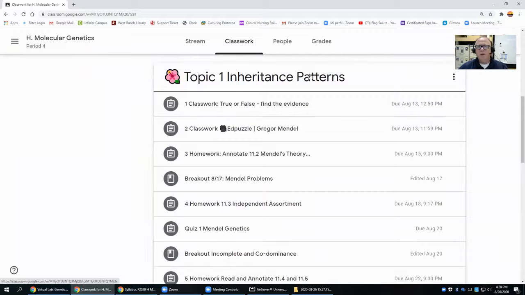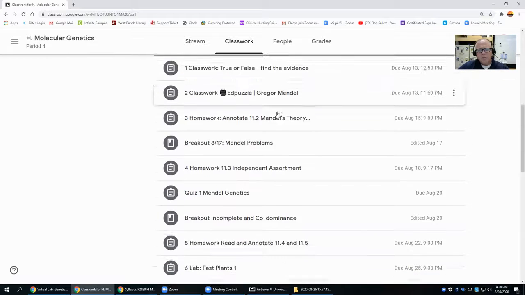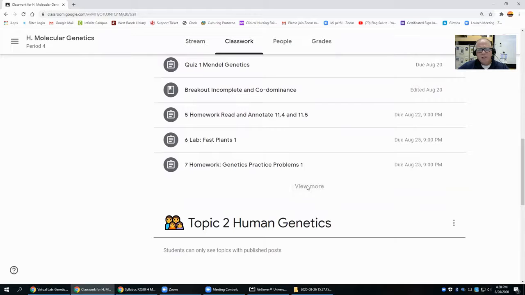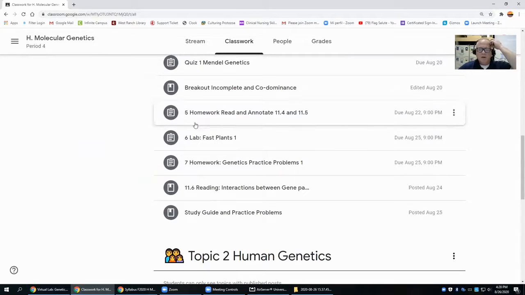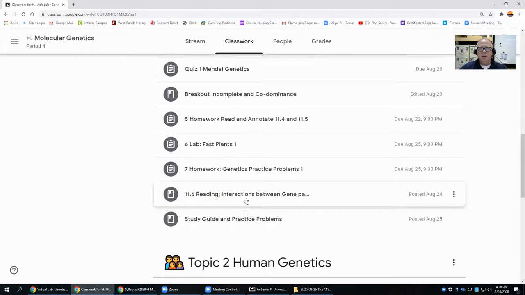So here's topic 1, inheritance patterns. We're really studying how Mendel figured out alleles and genes and how they're passed on from generation to generation, and then what we didn't figure out and what we know now. So the oldest is always on top, and the most recent is at the bottom. This might be a little different than their other classes, but I know that they're already used to it. So I always drag things to the bottom. What's the most recent we've done?